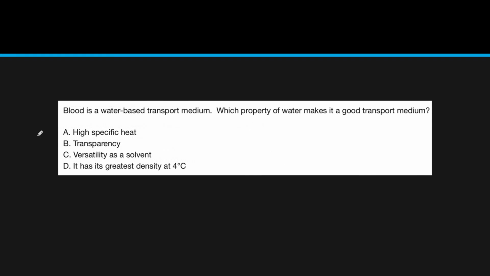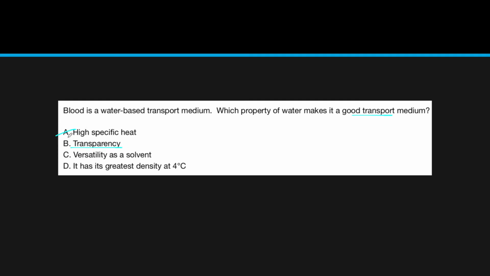Blood is a water-based transport medium. Which property makes water a good transport medium? Give you a second. So it has a high specific heat. We'll get to that later, but basically that just means that it takes a lot of heat for water to increase in temperature, and that doesn't really make sense when we're talking about transporting anything.